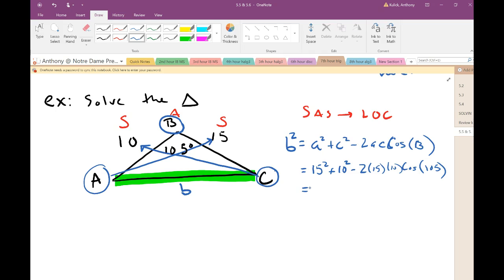What mode do I need to be in? Still degree mode, right? How did I know degree mode? Because my angle measure was given to me in degrees. So when I add those things together in my calculator, I get 402.64, and so on. Everybody's okay there? But what does that solve for?